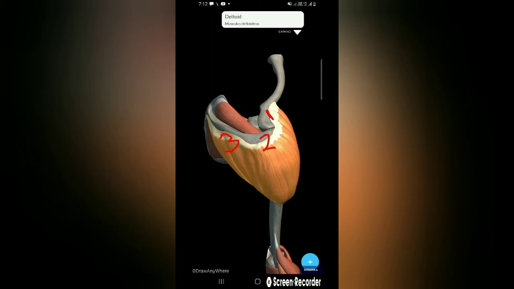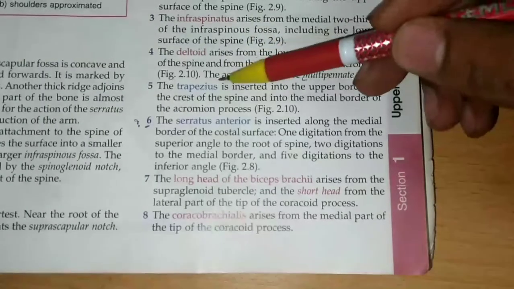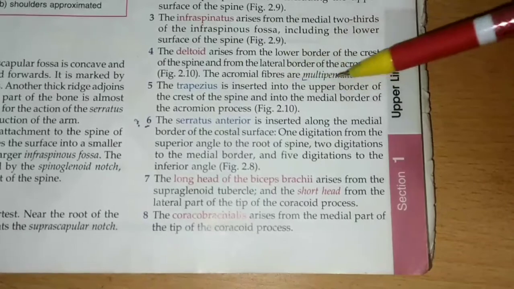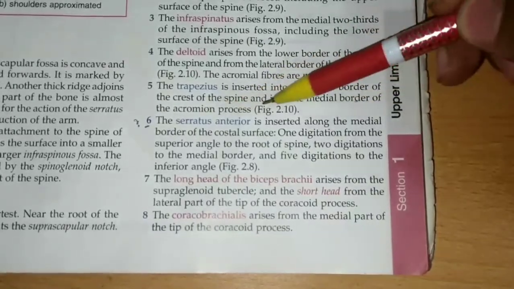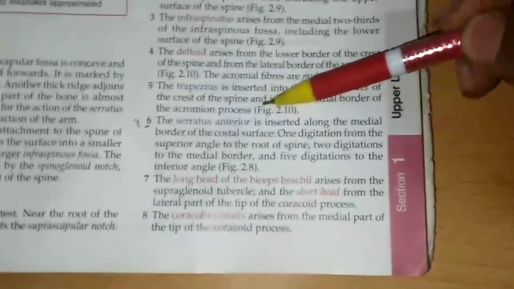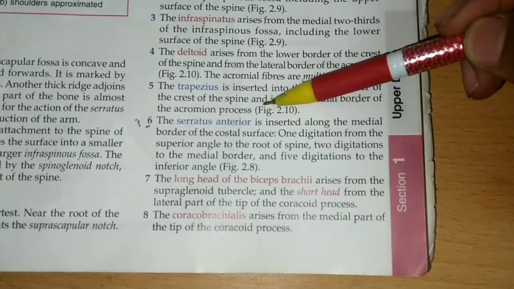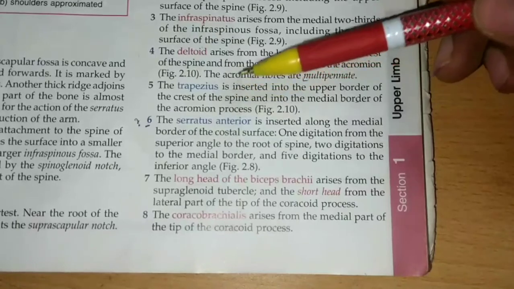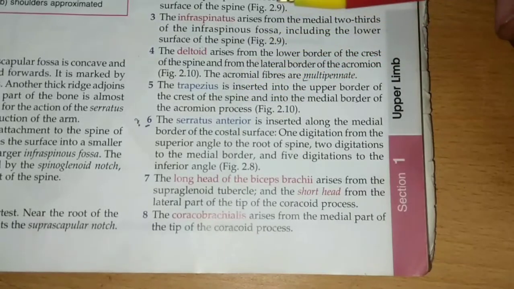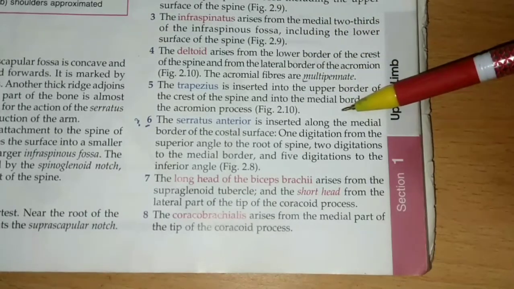So now moving to the next attachments of the scapula. Now coming to the fifth attachment of the scapula, that is the trapezius muscle, which is inserted into the upper border of the crest of the spine and into the medial border of the acromion process. In the last videos of the clavicle, I have told you about the origin and the insertion of the trapezius muscle. If you have not watched the previous video, just see the previous video first and then see this video.